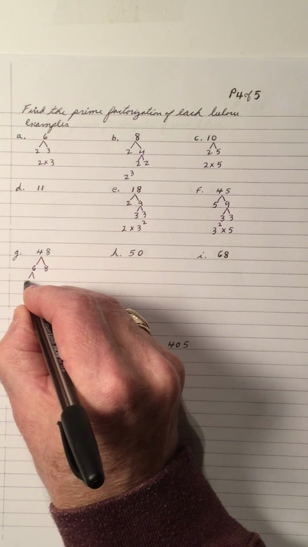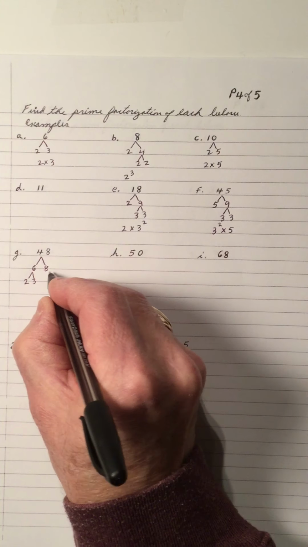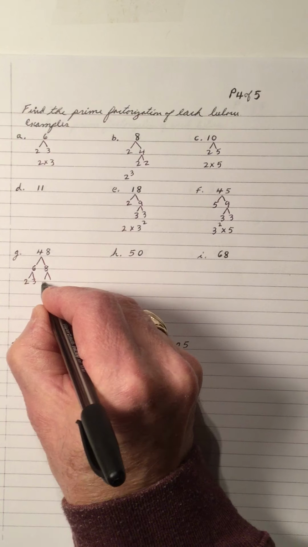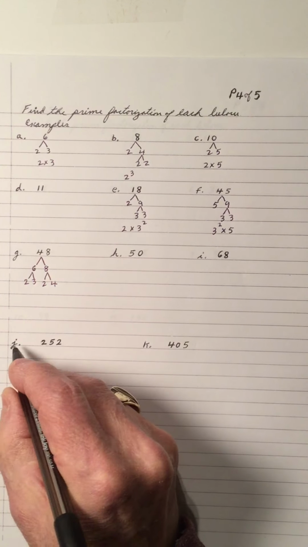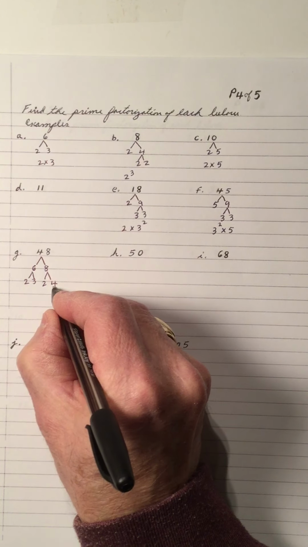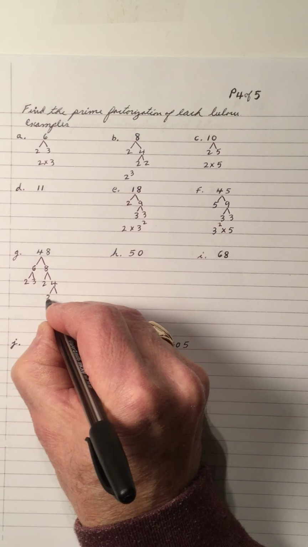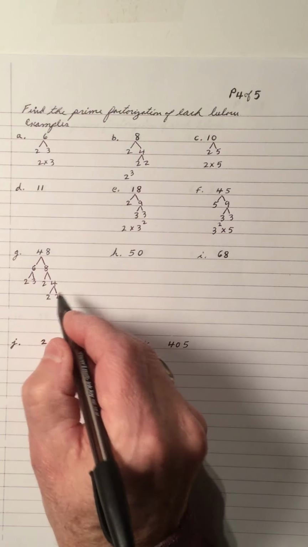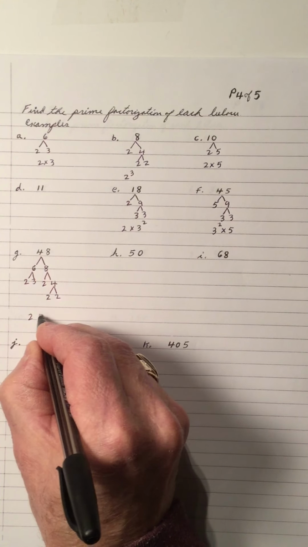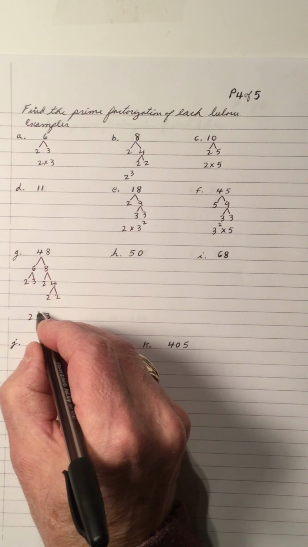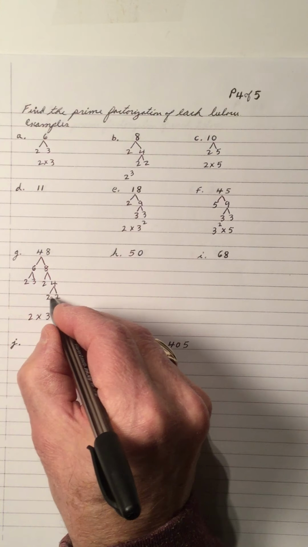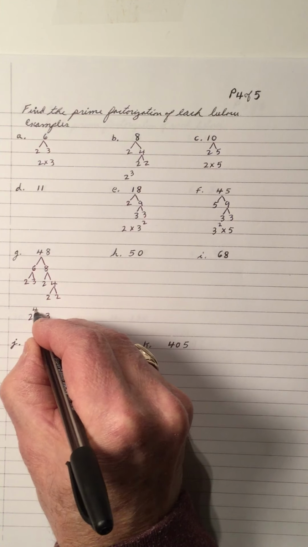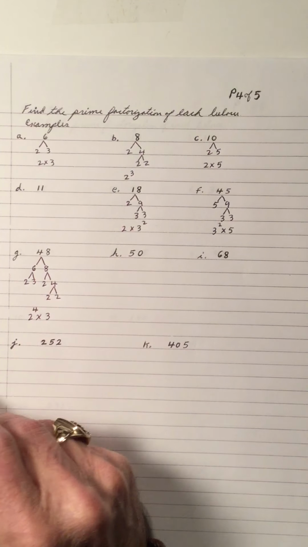6 is 2 times 3. They're prime. 8 is 2 times 4. And 4 is not prime, so 4 is 2 times 2. So notice 2, 3, 2, 2, 2, they're all prime. So we got a 2 and a 3 as factors. So we got 1, 2, 3, 4: four 2's, 2 to the 4th, and one 3.